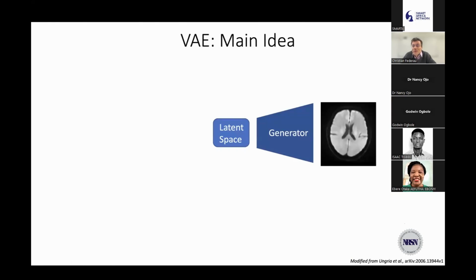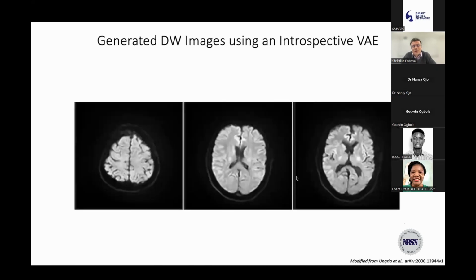So that's one way how you can generate a new image basically from nothing. And I show you some examples here. These are all images that were generated from a VAE, it's called the introspective VAE, but it doesn't really matter. But you see that it doesn't look too bad. If you look carefully, you see that there are some artifacts yet, so it's not perfect, but you see that it actually works pretty well.